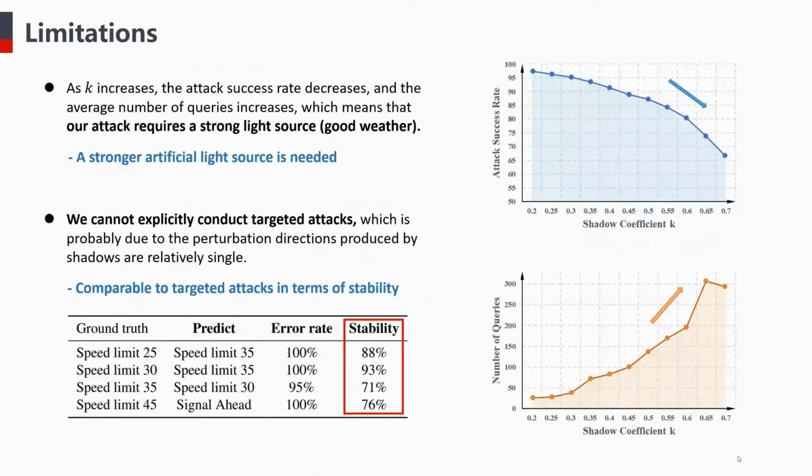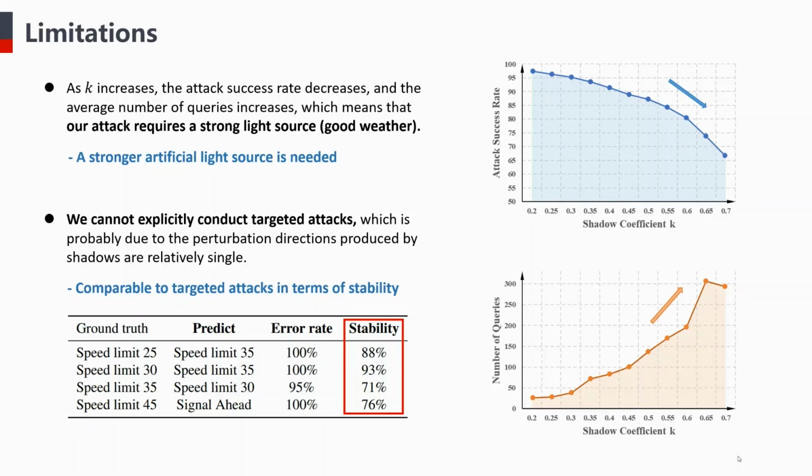Finally, as a new type of attack, there surely would be some drawbacks or limitations. As shown in the figures on the right, as K increases, the attack success rate decreases, and the average number of queries increases, which means that our attack requires a good weather to produce a lower K. To remedy this problem, we can achieve the adversarial effect through a stronger artificial light.